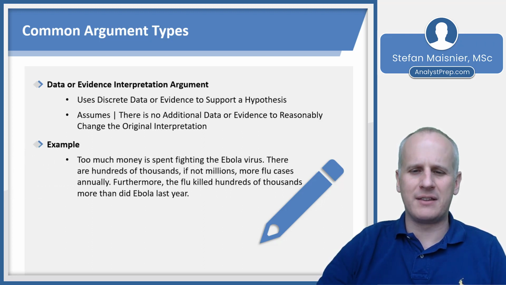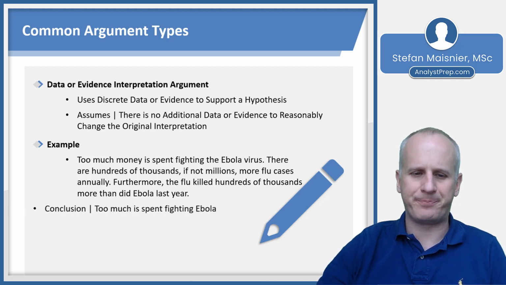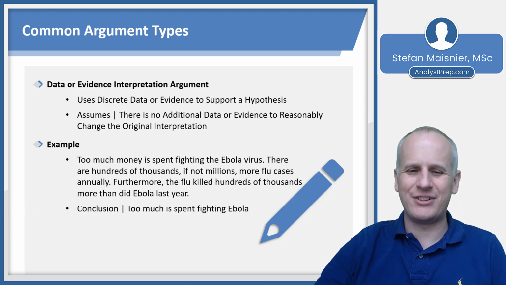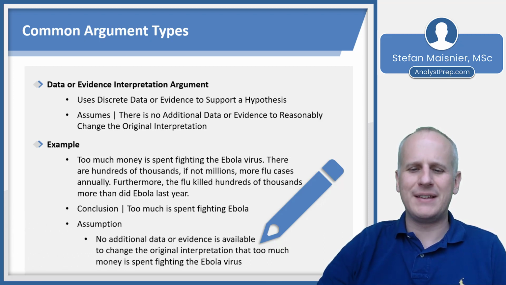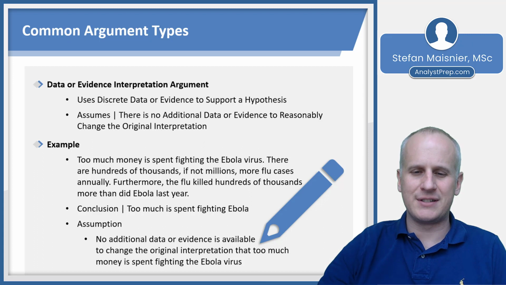Too much money is spent fighting the Ebola virus. There are hundreds of thousands, if not millions, more flu cases annually. Furthermore, the flu killed hundreds of thousands more than did Ebola last year. So the conclusion is actually the first sentence here. Too much money is spent fighting Ebola. But the assumption is that there is no additional data or evidence available to change the original interpretation that too much money is spent fighting the Ebola virus because of the statistics provided that there are hundreds of thousands, if not millions, more flu cases annually, and the flu killed hundreds of thousands more.